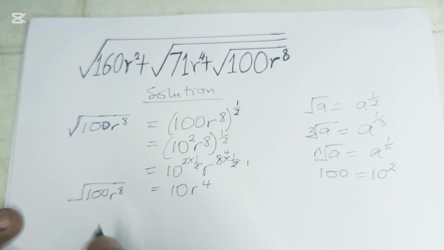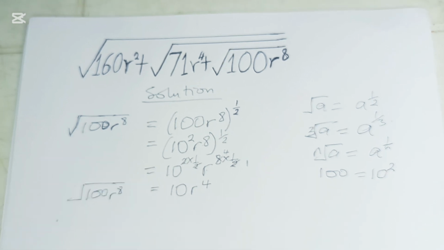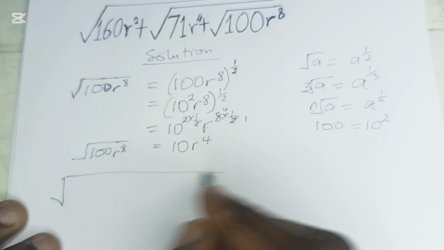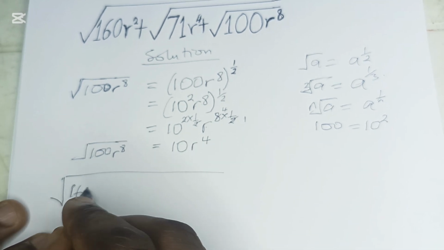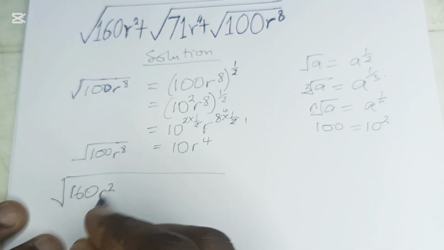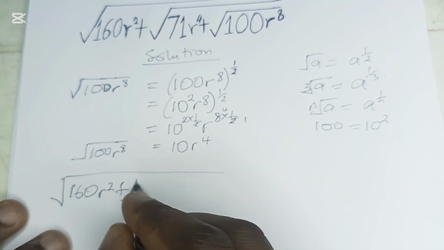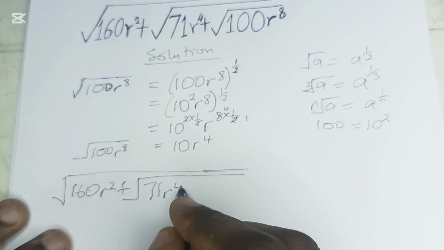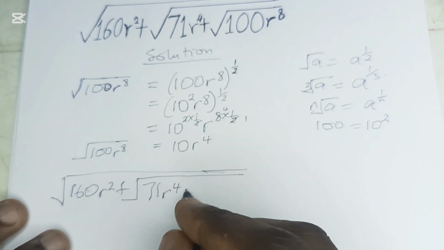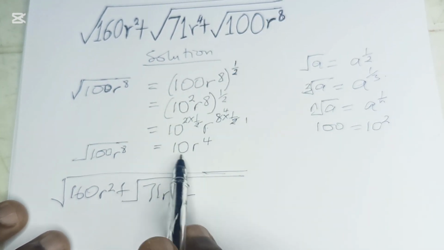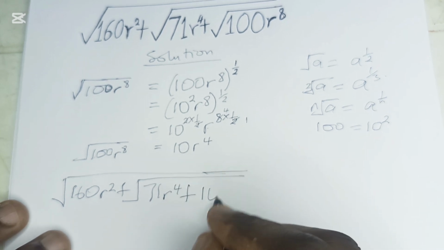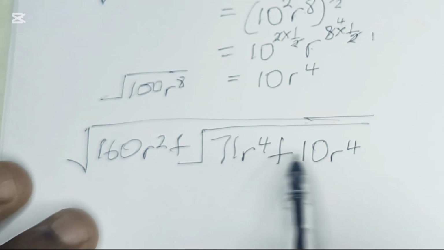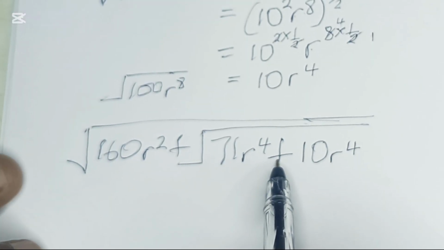So we come back here. We write our expression as this. We have 160r raised to the power of 2 plus the square root of 71r raised to the power of 4. So plus, instead of this, we write this 10r raised to the power of 4. Now, this and this are like terms. You can add them together.